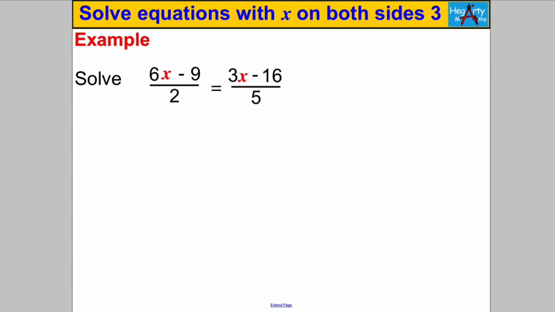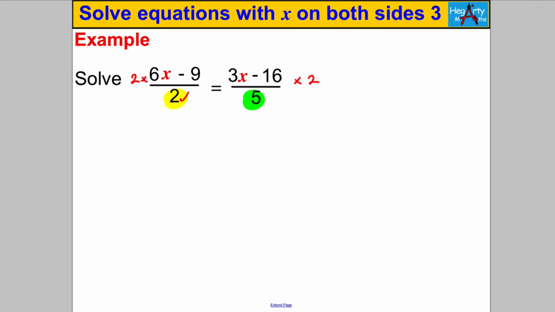Okay, what am I going to do? Well, I'm going to think to myself, what don't I like? I don't like that divide by 2 at all, and I don't like that divide by 5. So I'm going to have to take some action in order to get rid of that divide by 2 and get rid of that divide by 5. Well, I'm going to multiply. Let's just deal with this one first. I'm going to multiply both sides by 2.